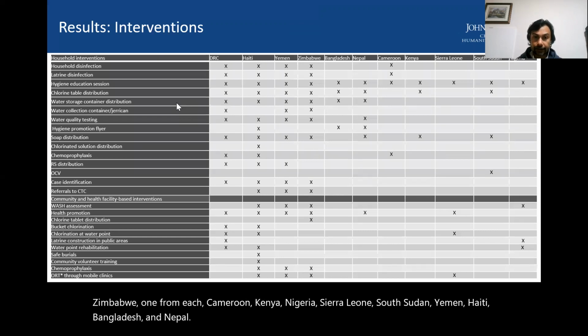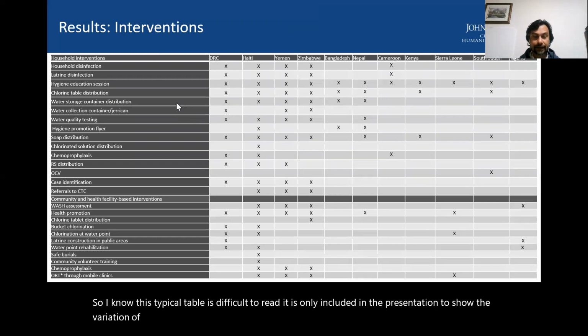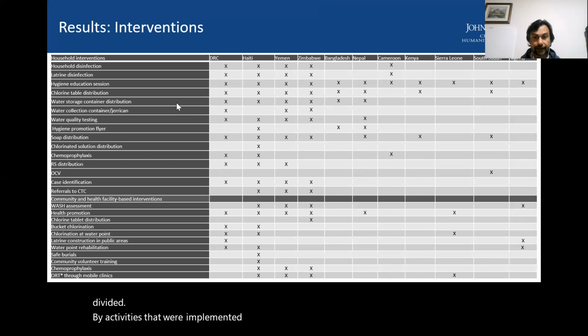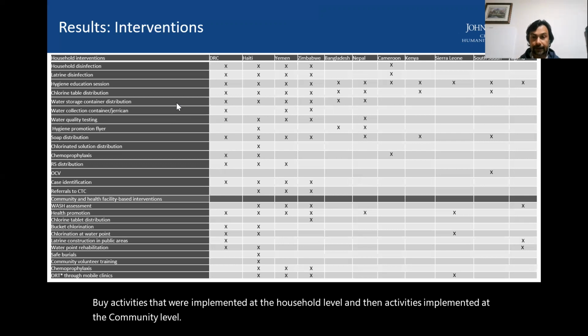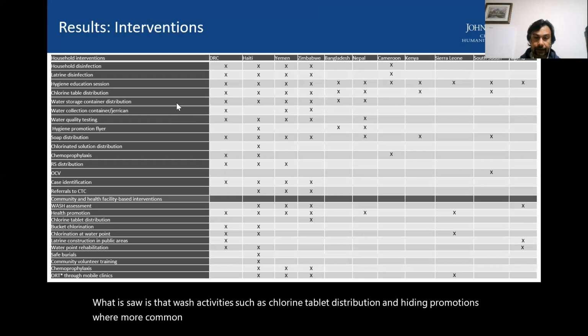I know this table is difficult to read. It is only included in the presentation to show the variation of different implemented activities. Each row is showing one activity. The activities were divided into activities that were implemented at the household level and activities implemented at the community level. What we saw is that WASH activities such as chlorine tablet distribution and hygiene promotion were more common, and health activities were not as common as WASH activities.